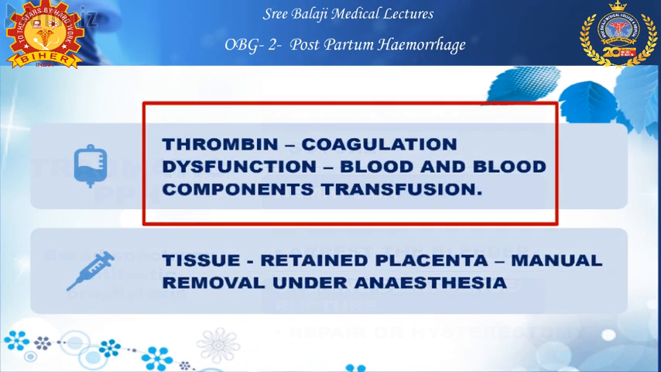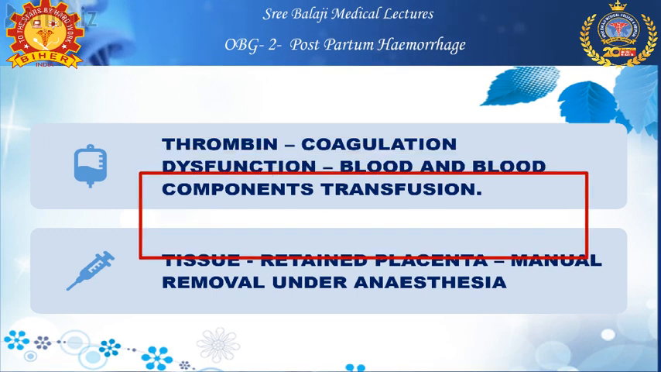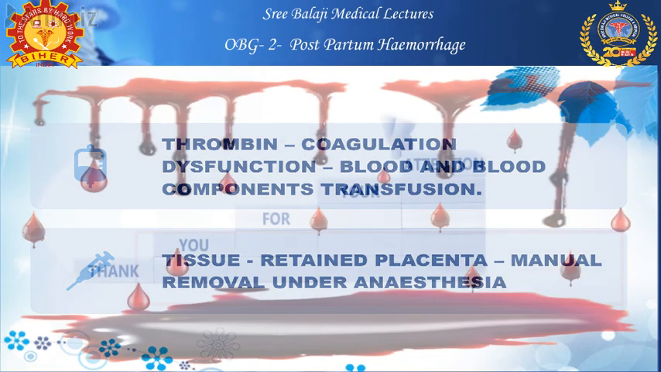When there is coagulation dysfunction, blood and blood component transfusion should be given, and whenever there is retained placenta, manual removal under anesthesia is to be done.